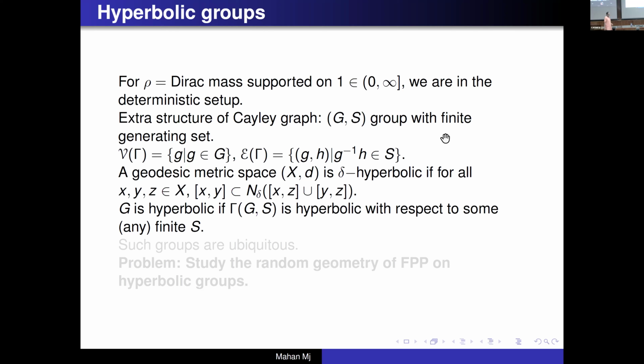So what is something that is not hyperbolic? Let me just finish this up. So the Euclidean plane is not hyperbolic. Now, why? Because you can just take an equilateral triangle and keep scaling it. There's no uniform delta which will allow a side to be contained in the union.